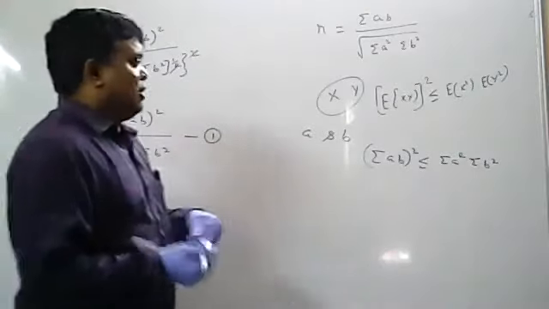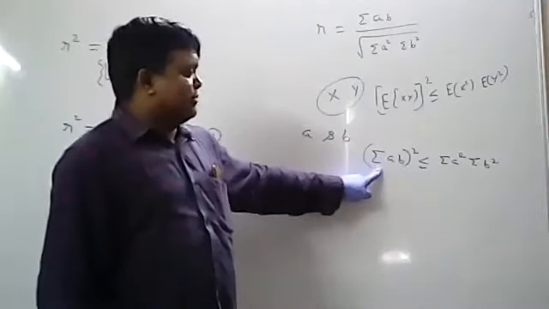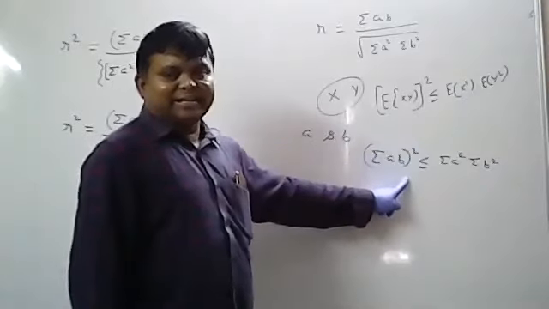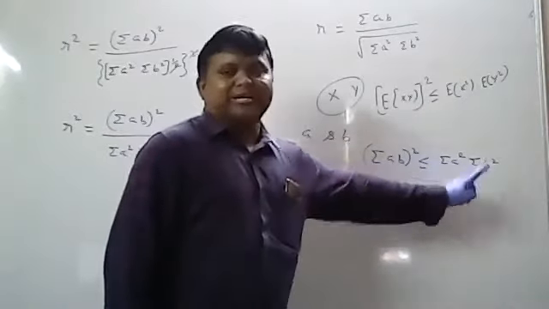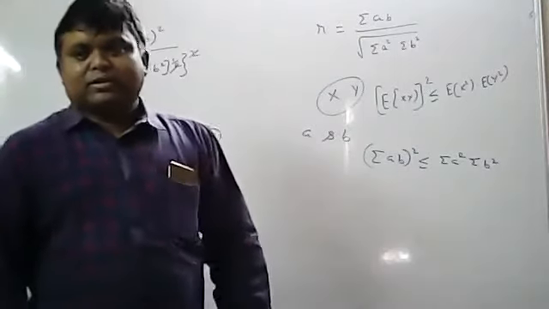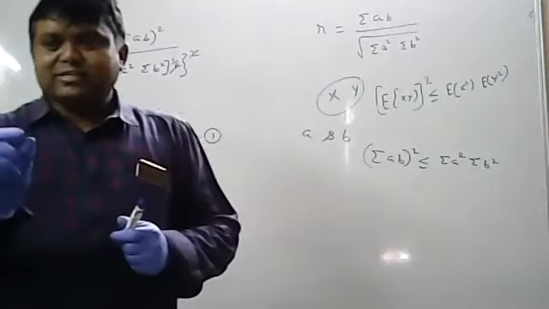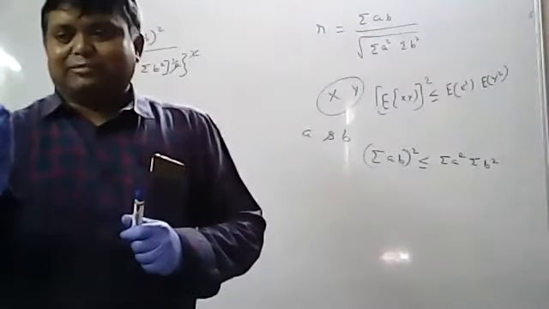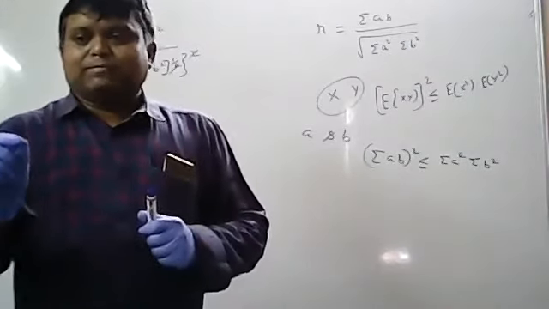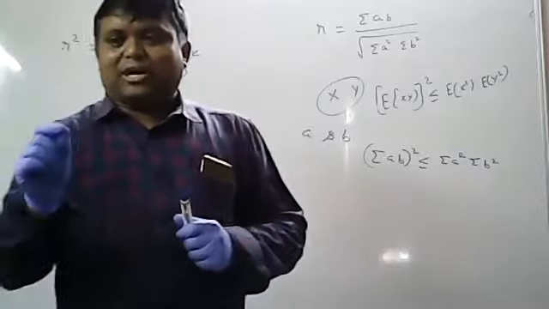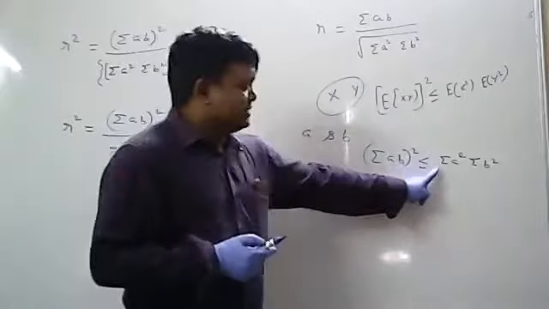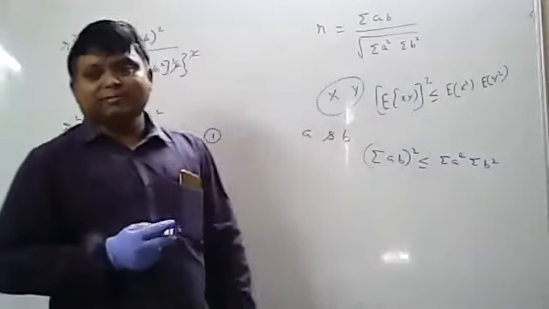Then by the Cauchy-Schwarz inequality, we have what? Write next: summation AB whole square is less than or equal to summation A square into summation B square. Again, I am repeating that sentence. For the constants A and B, within brackets A1, A2, so on, An, B1, B2, so on, Bn, close the brackets. Then from the Cauchy-Schwarz inequality, we have summation AB whole square less than or equal to summation A square into summation B square.